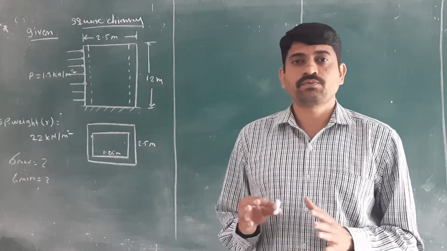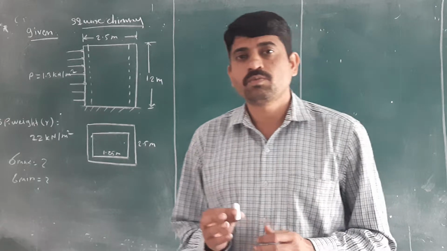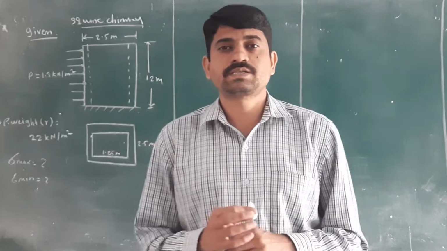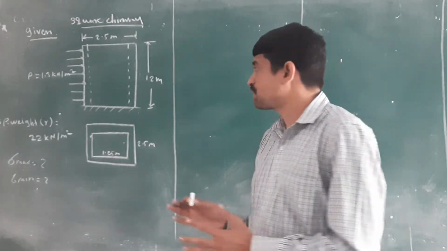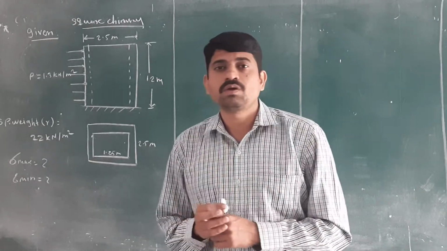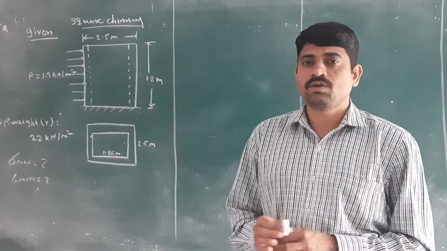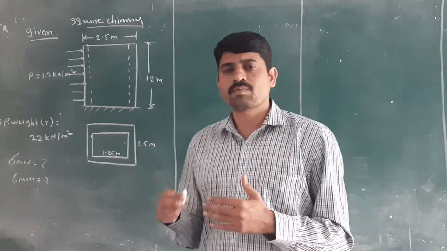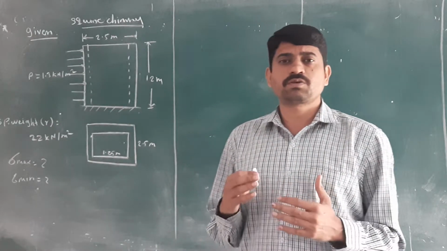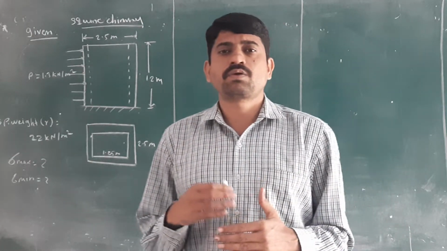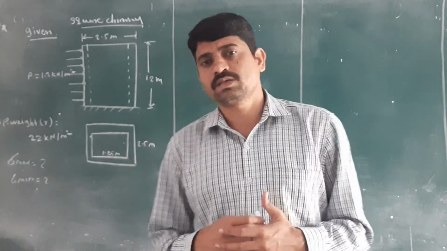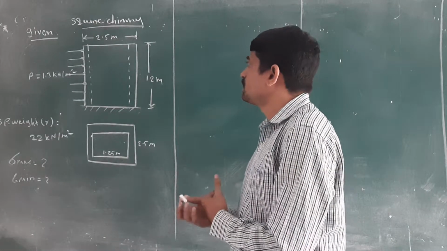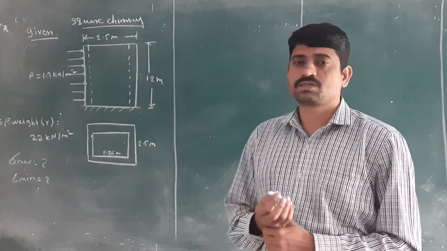Last lecture we have seen one numerical on the eccentricity. Today we have taken one example on the square chimney. Okay, you have been given the different applications. On the basis of those different applications, you have to solve the numericals. Here I have taken the example of the square chimney.